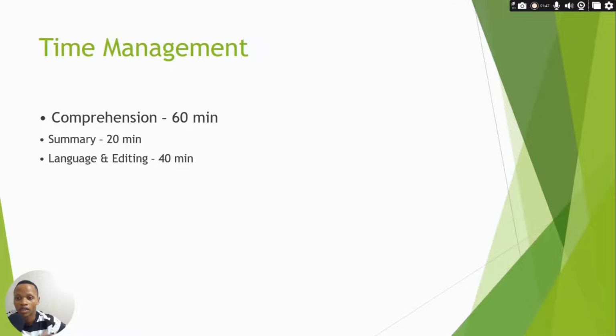So here maybe we can spend an hour doing this, or maybe under an hour, but you need to spend reasonable time. For the summary, you can spend 20 minutes or something less, and here you can spend 40 minutes. So basically the paper is 2 hours, and this is how you can spend your time. Obviously you can't spend an hour and a half on comprehension. Chances are you are not going to be able to finish that paper. So I really hope that tomorrow it will go well. All the best, and good luck.